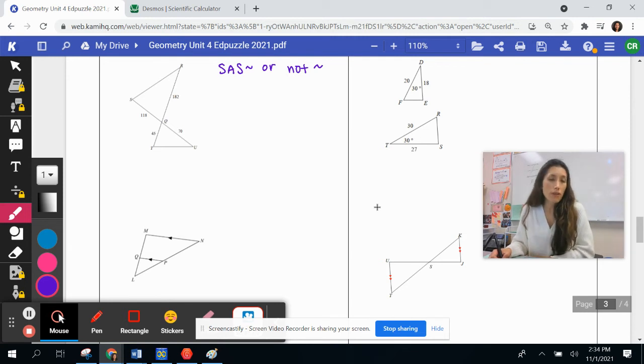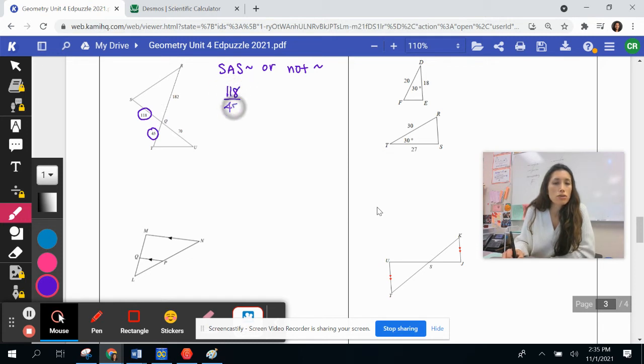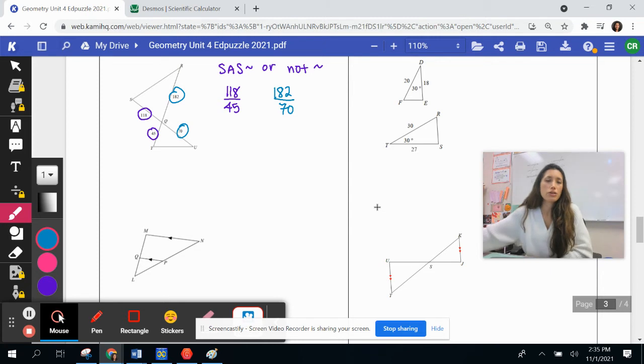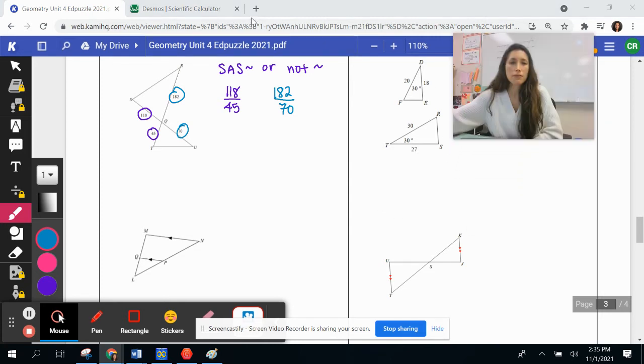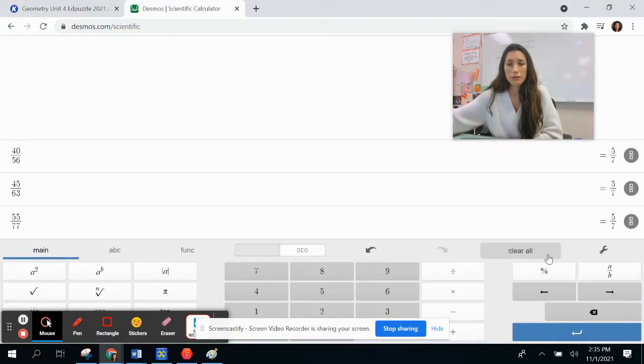Now, in order to figure that out, we need to know if the sides divide evenly with each other. So I've got my smallest side, 45, my smaller of the two sides, and this other triangle, 118. So let's do 118 over 45, or you could do vice versa. So I did top over bottom. I'll remain consistent with that. And then we've got these two sides here, 182 and 70. And let's check that. So 118, 45.